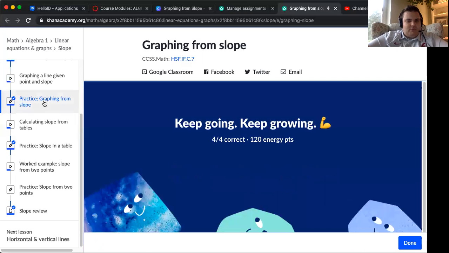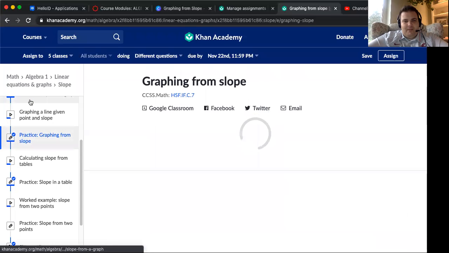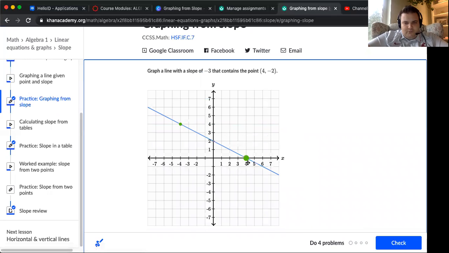Let's go ahead and do 2 more. The point is (4, -2), which is located right here. That's the point that they gave us. And the slope is -3. If it's a whole number, an integer, treat it as -3 over 1. So there is no denominator, but there technically is. It's just a denominator of 1.